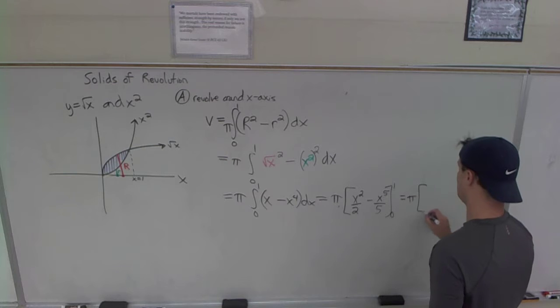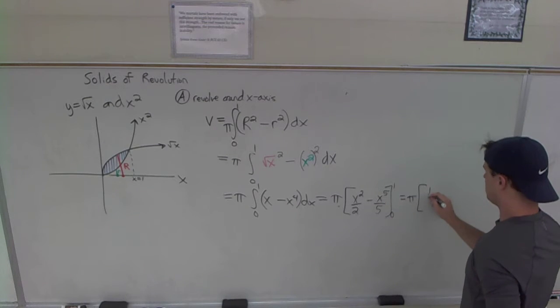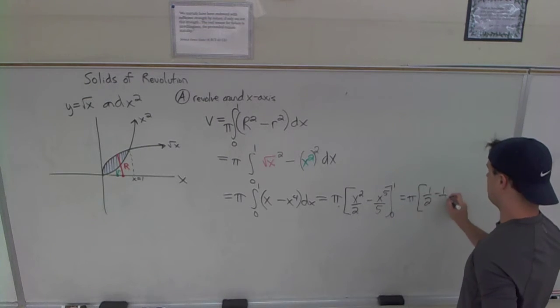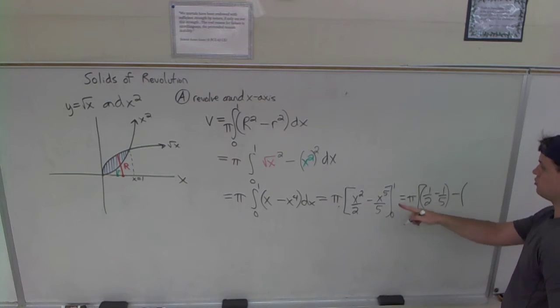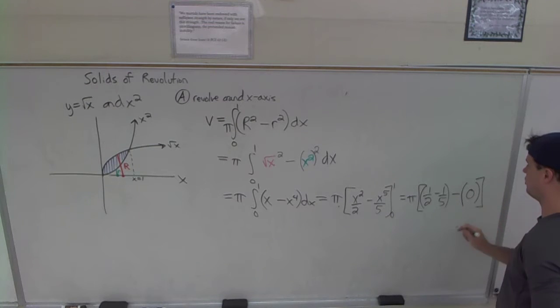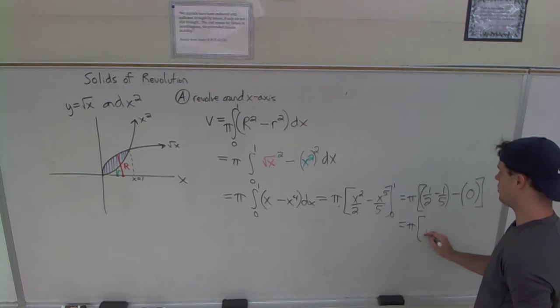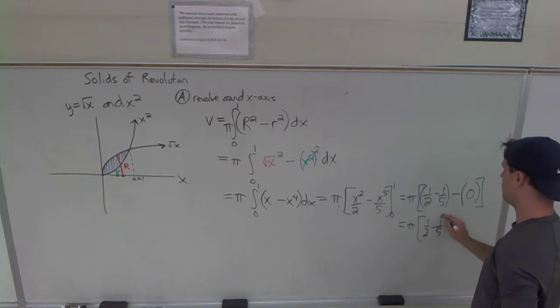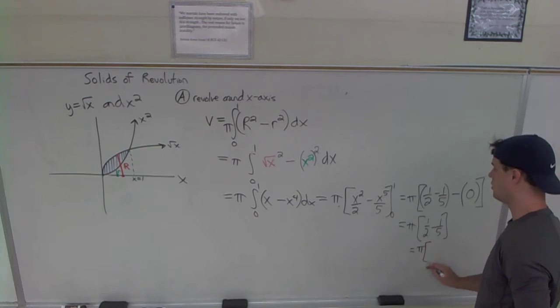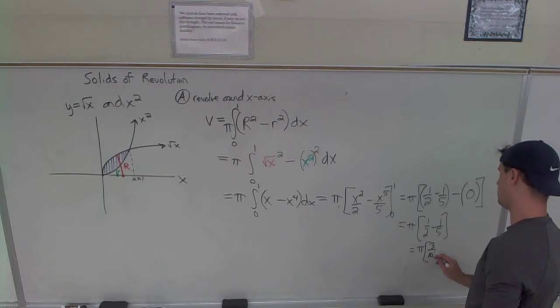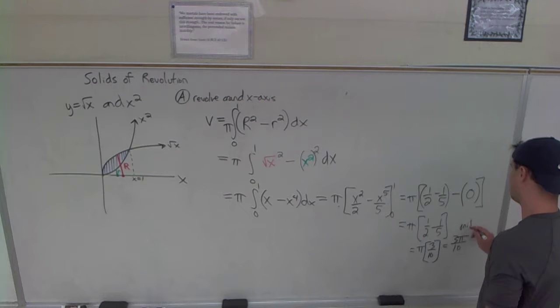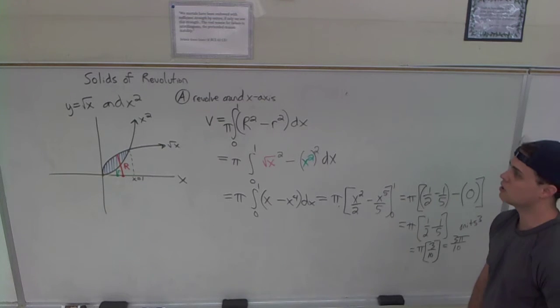So pi times, plugging 1 in, that's going to be a half, plugging 1 in, that's a fifth. Here's my fundamental theorem part 1, plugging 0 in, I'm just going to get 0 for both. So that's going to be pi times a half minus a fifth. Make a common denominator however you want. Let's see, tenths, 5 tenths minus 2 tenths is 3 tenths. So this is 3 pi over 10 units cubed because we're doing volumes again.